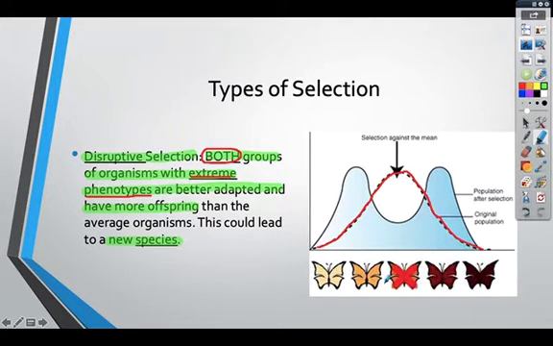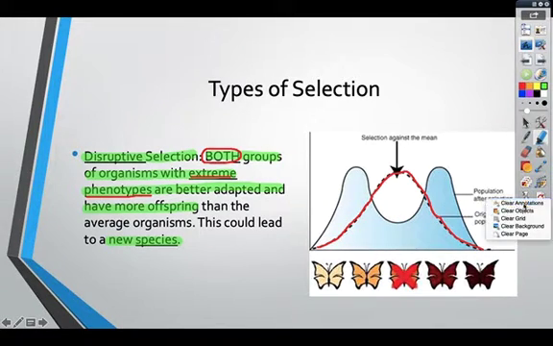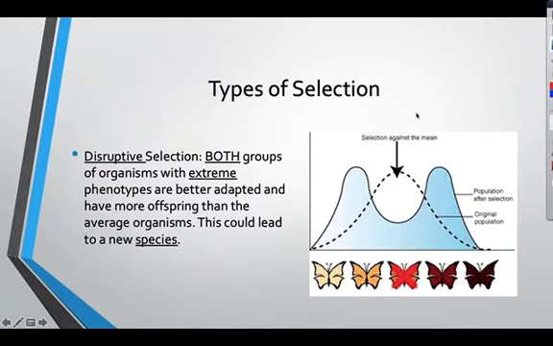So like here with the butterflies, you've got the light colored butterflies. Obviously they do really well. They live longer. They pass on their traits. The dark butterflies, they do really well. You know, their numbers are high. They live longer. They pass on that trait. But the average, for whatever reason, maybe they don't blend in with their environment, they start to die out.